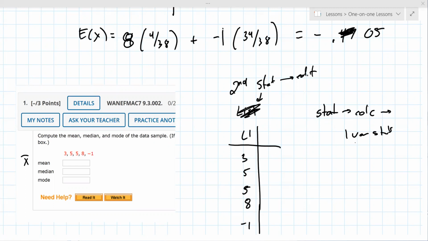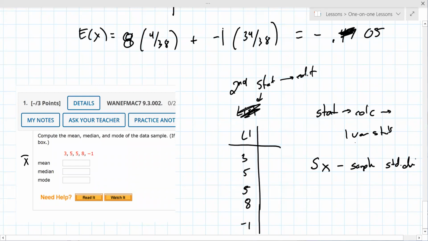So this doesn't really help you that much. It helps you with the mean, which you could find just by averaging the numbers. I'll just point this out: if you needed SX, that's the sample standard deviation. Well, I found the median on the calculator. Oh, good. If you scroll down, it'll give you Q1, Q2, median.